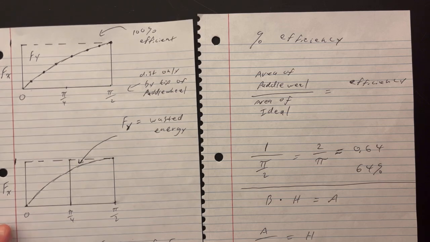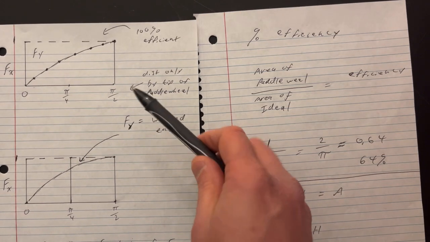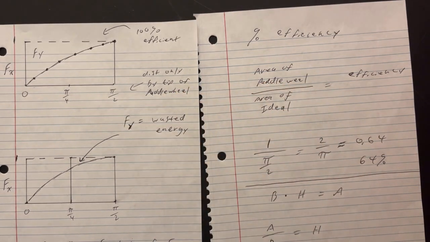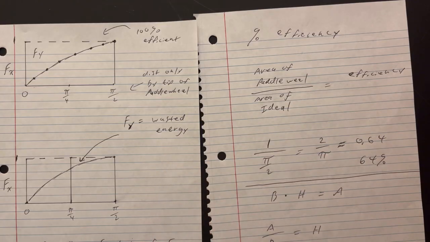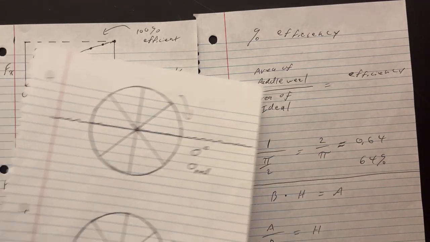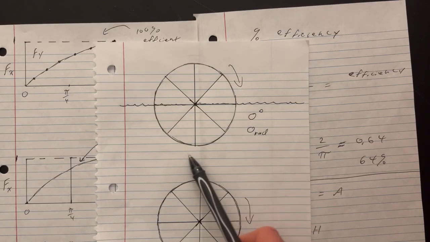So about 64% of the energy of a paddle wheel is pushing backwards in the x direction to provide forward motion. 36% of that energy is wasted energy, either pushing down in the front of the paddle wheel or pushing up in the back of the paddle wheel. And again, I only evaluated the paddle wheel from 0 to 90 degrees.